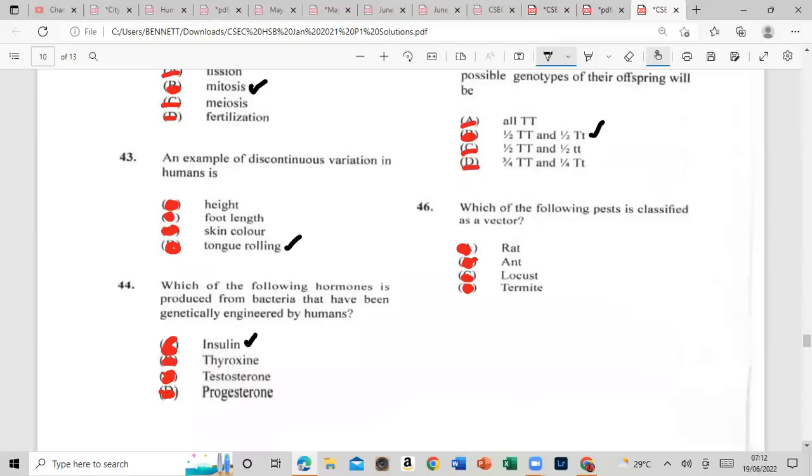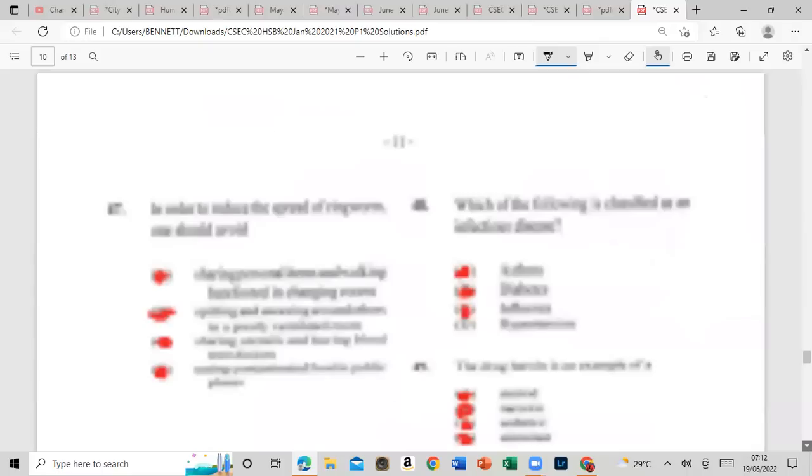Which of the following pests is classified as a vector? Is it the rat, the ant, the locust, or the termites? Nobody loves rats. All right, so let's move on to 47.